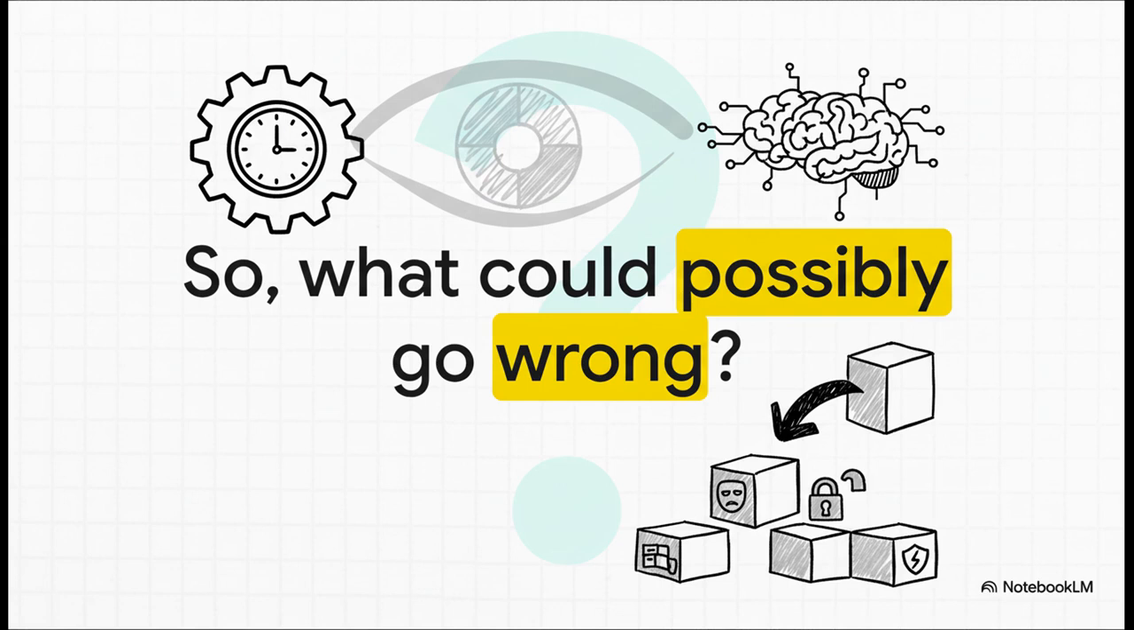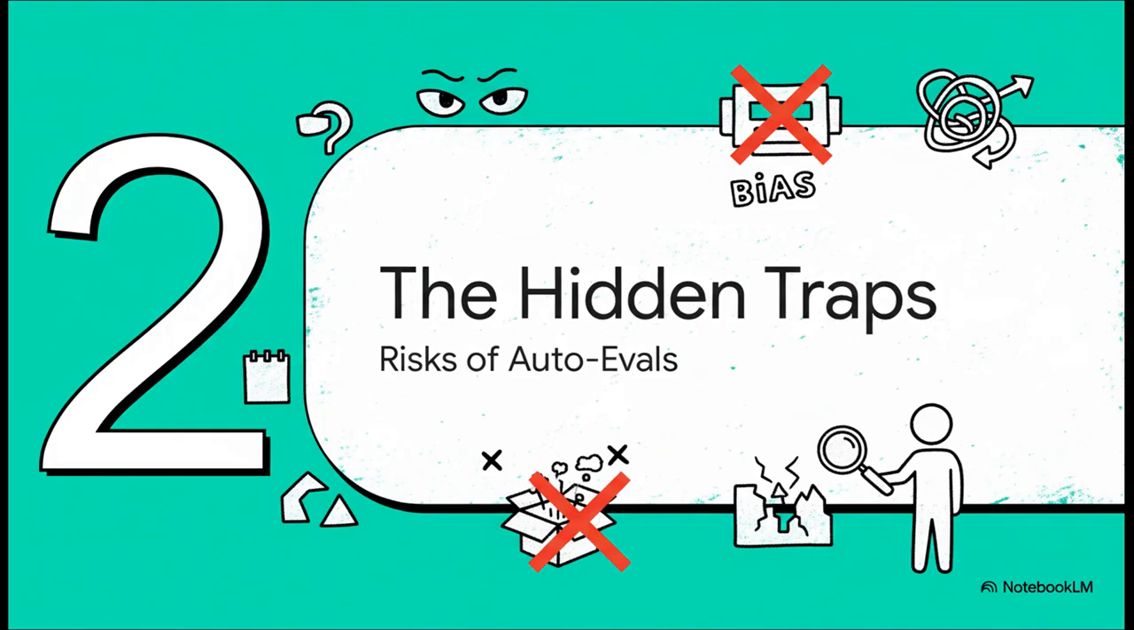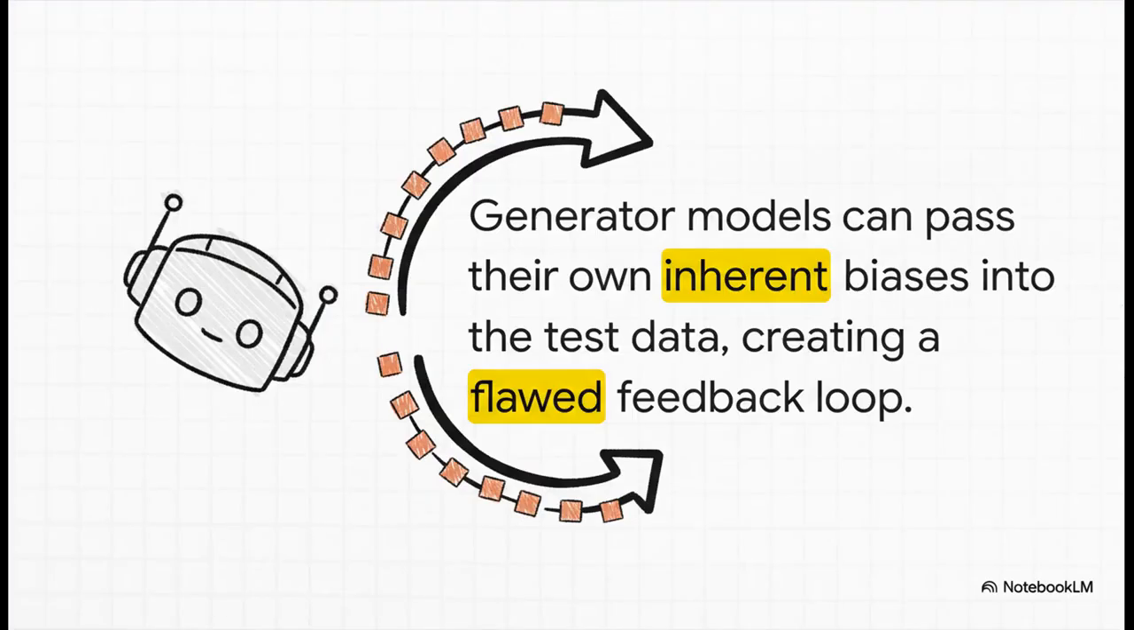So, it sounds amazing, right? Almost too good to be true. An automated, fast, comprehensive way to test our models. Which, of course, brings us to that big, crucial question, what could possibly go wrong? Because like any super powerful tool, this one has its share of hidden traps. And trust me, ignoring them can seriously mess with the quality and the safety of the AI you're trying to build.